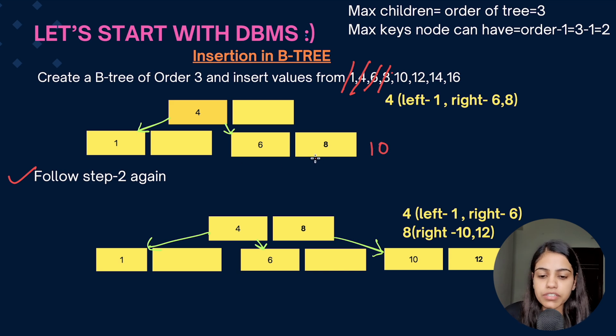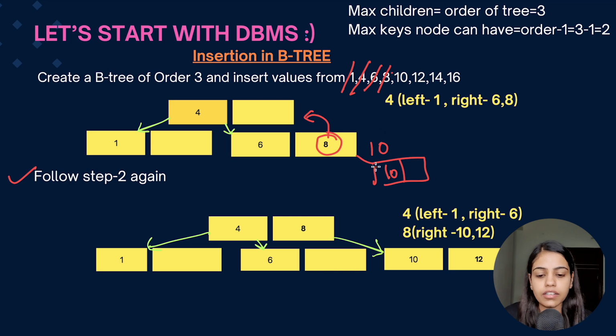Now again the same situation comes where the node is overflowing. So we'll push the median to the parent node and we'll create a new node on the right to insert 10, as 10 is greater than 8. So here we have pushed it to the parent node and here we have inserted 10. To the left of 4 we have 1, to the right of 4 we have 6, and to the right of 8 we have 10.